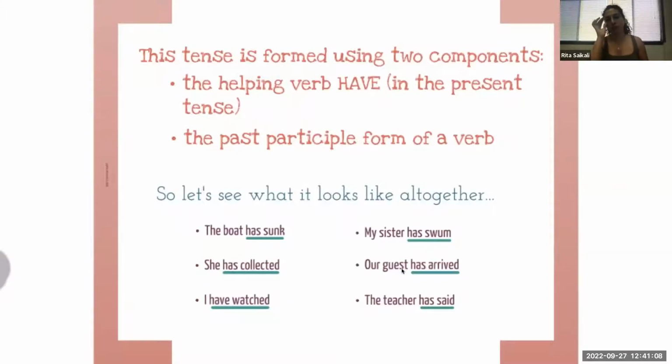No? All right. So this tense is formed using two components. So it means that it has two parts to it. It has the verb to have, and then the past participle of the main verb, okay? And this is usually the verb with ed, okay?